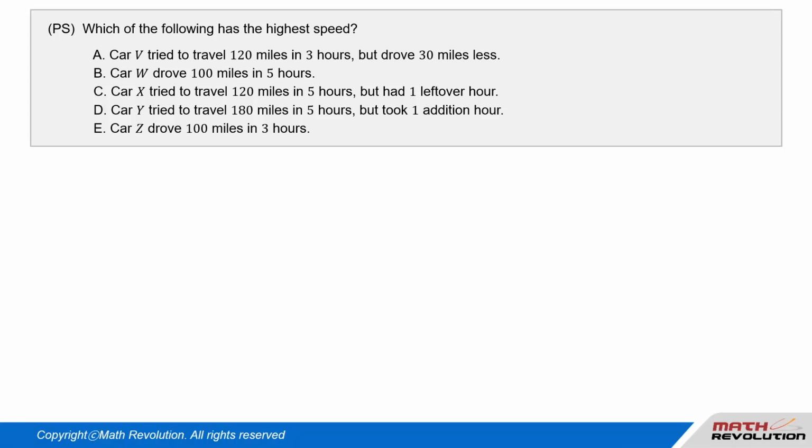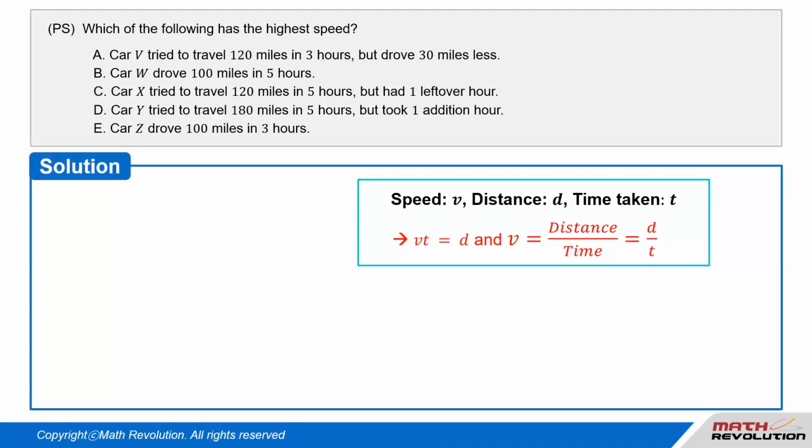Question 1. PS. Which of the following has the highest speed? Solution. Speed rate. Let the speed be v, and the time taken to travel distance d be t. Then v times t equals d. Formulaically, speed v equals distance over time, which equals d over t. We are looking for the option that gives us the highest speed, so let's take each one separately.